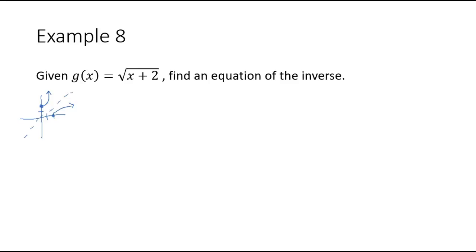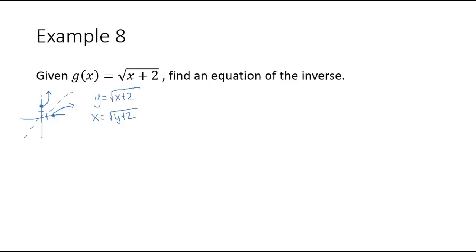Alright, so let's go through our stages. Let's take out the g of x. We're going to replace it with y. Y is equal to the square root of x plus 2. Now let's interchange places with the x's and the y's. So we have x is equal to the square root of y plus 2.